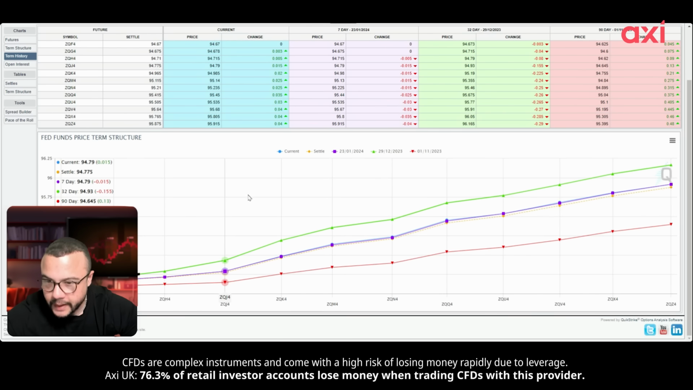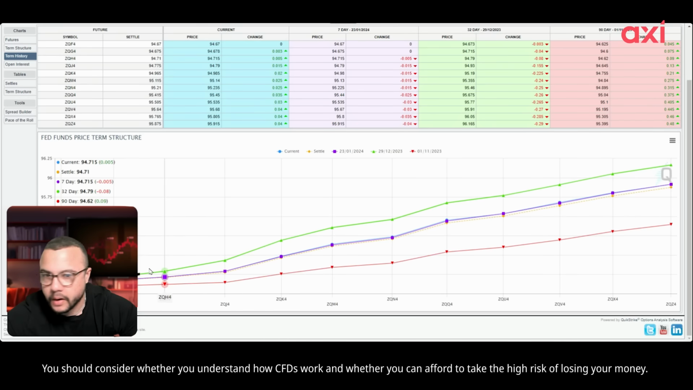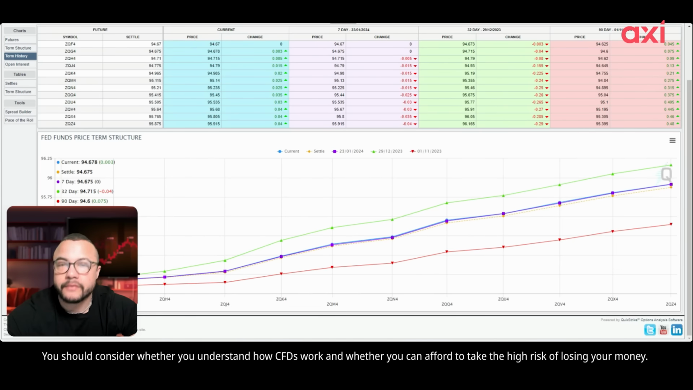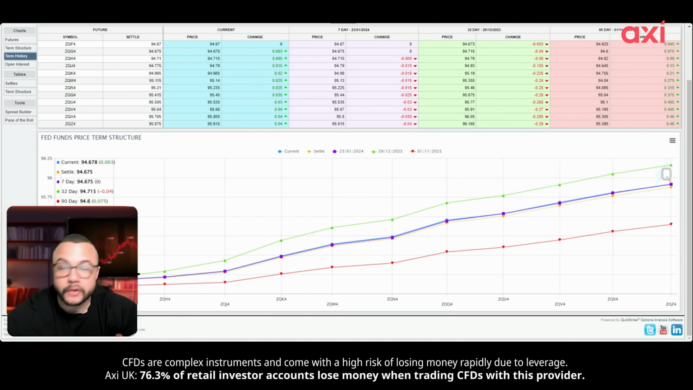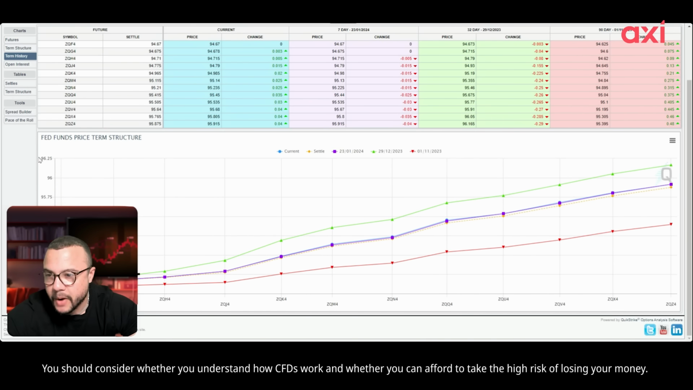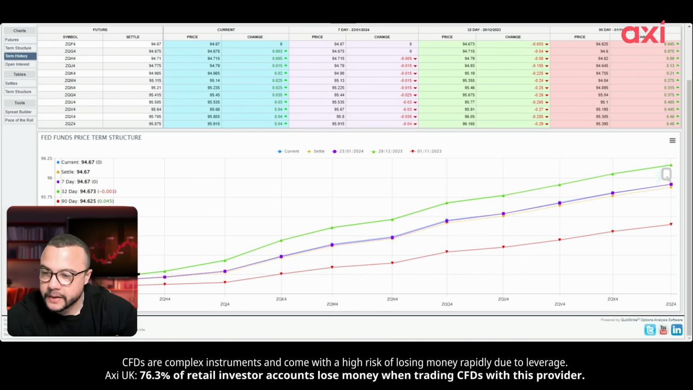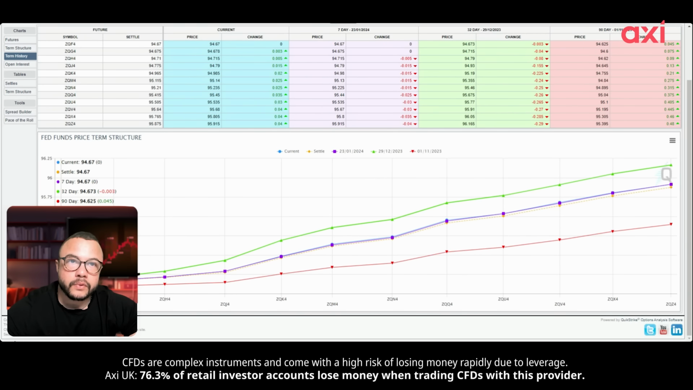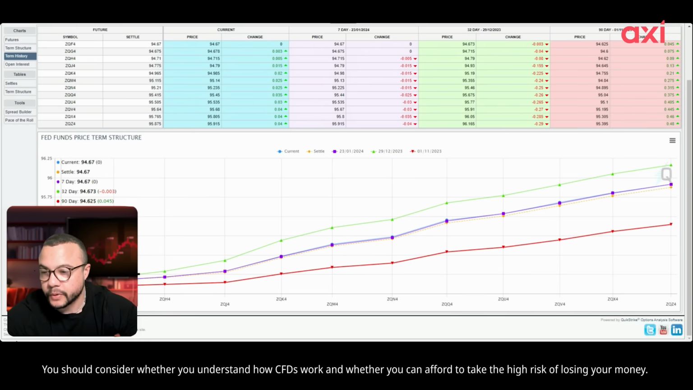So yes, if we look at how we are priced here, basically the 29th of the 12th was a much more dovish curve. Okay, it was a much more dovish curve. So what you do is you take 100 and then minus this number, and then that is the target range in basis points. So here, for example, if it's 94.67, the target range is 525 to 550 basis points, okay?